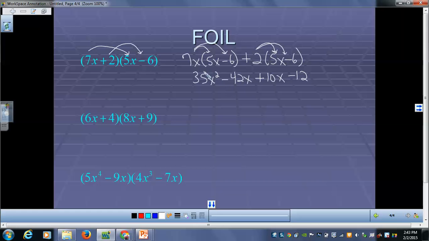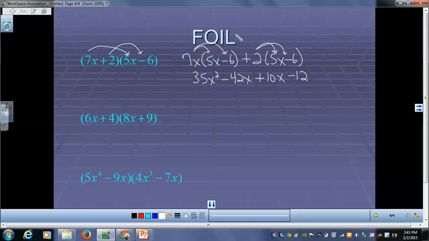Now notice we get 4 different terms from our distribution, and those each are equivalent to one of the letters in our acronym here. So F is first, so notice 7x times 5x, that would be multiplying the first terms in our parentheses. All right, then we got the negative 42x from the 7x times negative 6, which is the outer terms. And then you have the inner product, and then you have the last product.